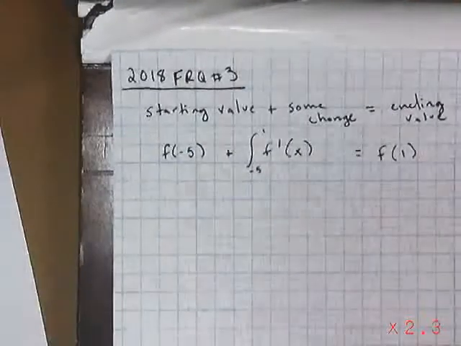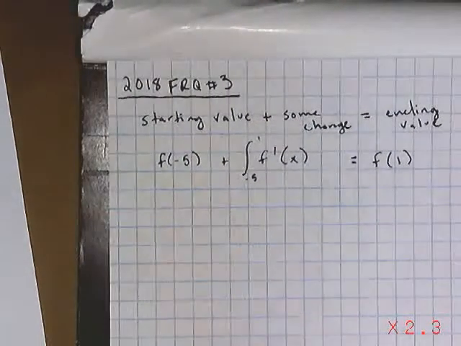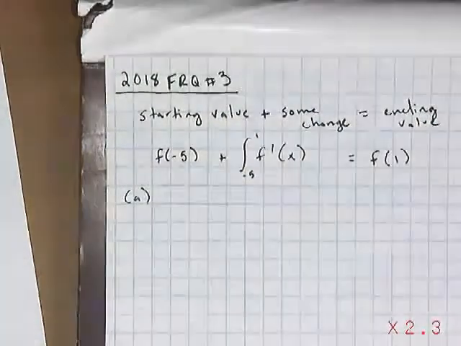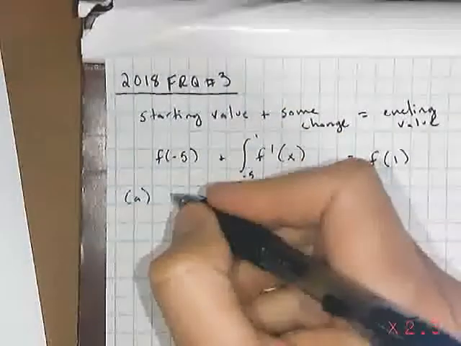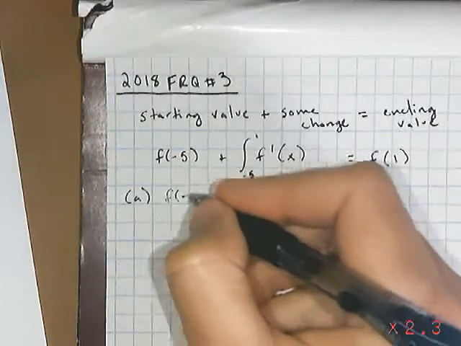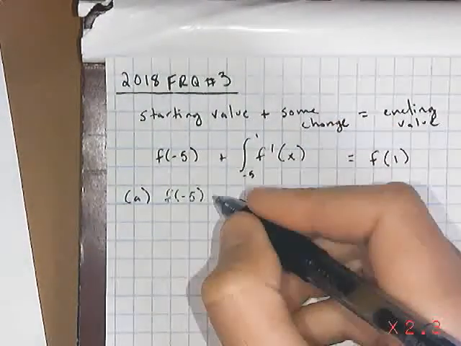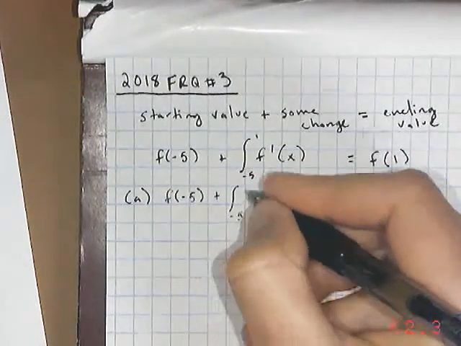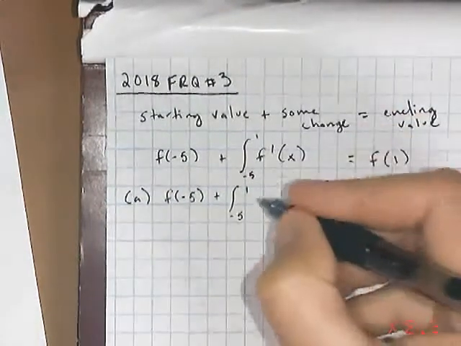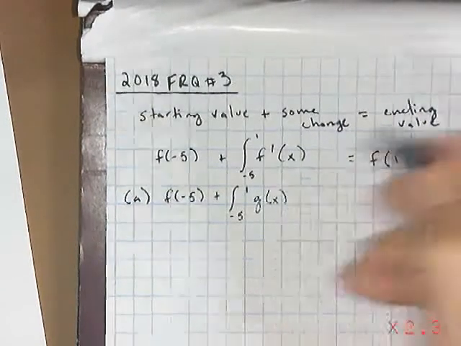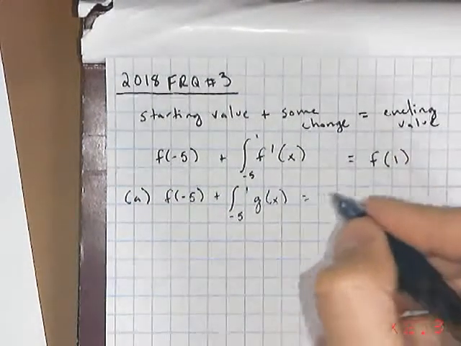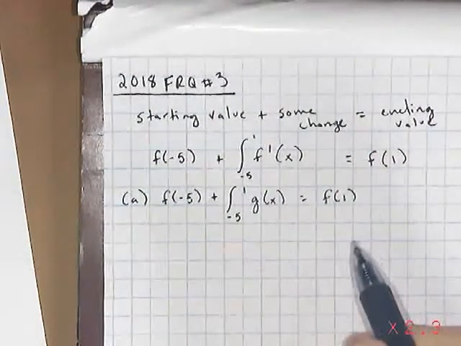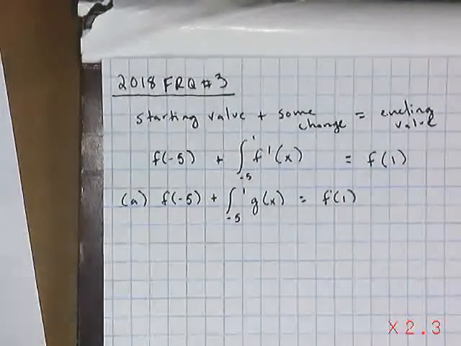So we can be a little more precise when we start our actual problem. And so part A, we're going to have that f of -5 plus the integral from -5 to 1 of f prime, which we know is g of x, is going to be equal to f of 1, which is a value that we know. We're trying to find f of -5.